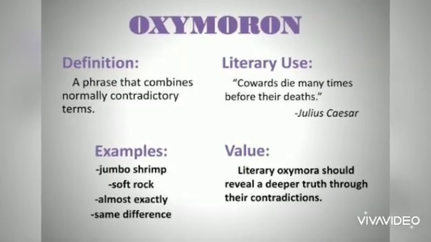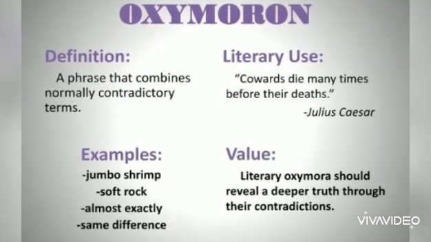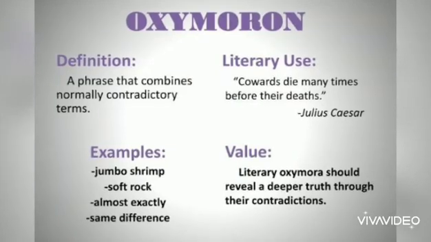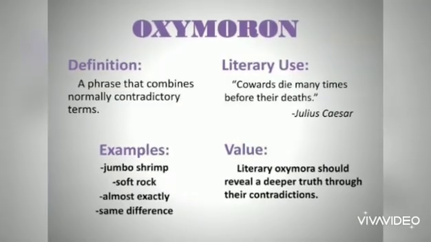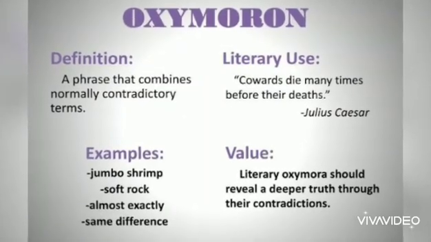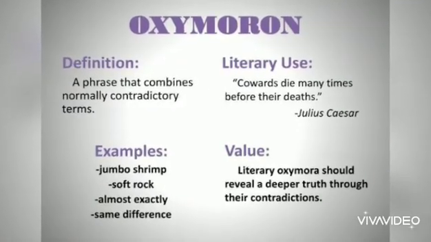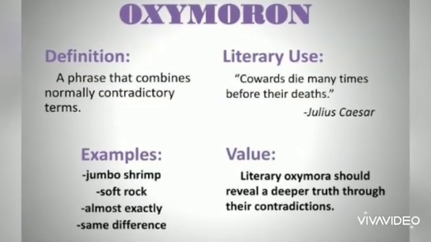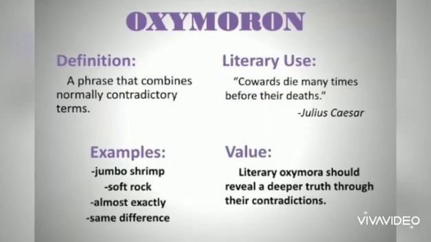For example, jumbo shrimp, soft rock, almost exactly, and same difference. But what is the purpose to use them together? Let's explain it. Let's use these examples. For example, soft rock. The use of these words, which are contradictory, is to express a deeper meaning. For example, the rocks are a material which is very hard.